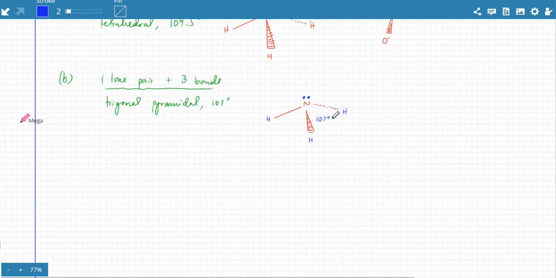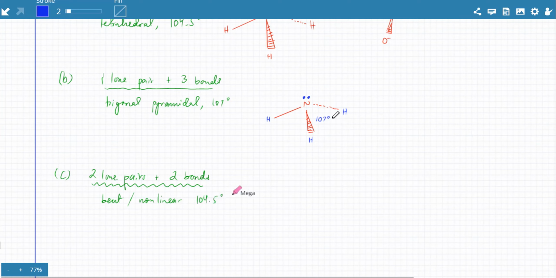Part C is if you have two lone pairs and two bonds. It's the same four electron densities, except now the shape is going to be bent, or you can call it nonlinear, and the angle would be even lesser. It's going to be 104.5 degrees.